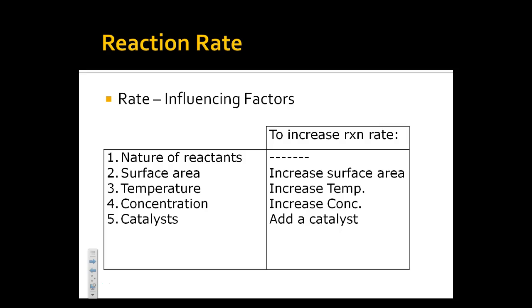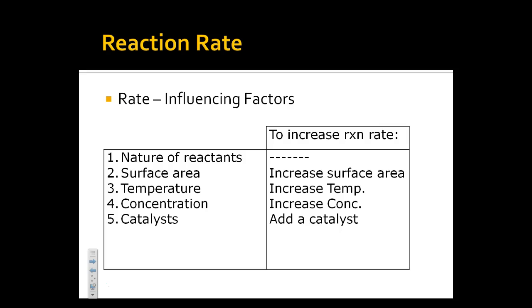Another one would be surface area. If you increase the surface area by smashing it into small pieces, you have more reactant that is available to react. So it would therefore increase the number of collisions, which would therefore increase the number of effective collisions.